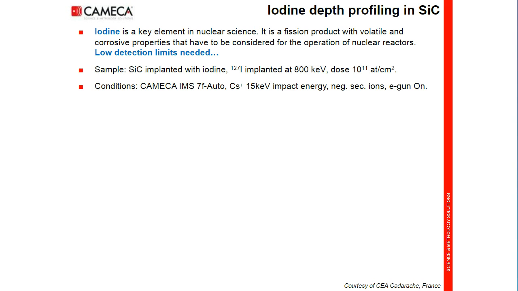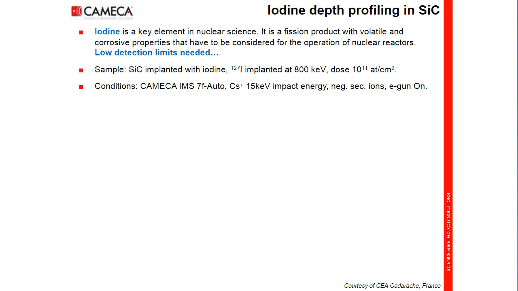The silicon carbide sample was implanted with iodine-127 ions. Measurements of the iodine implanted in the silicon carbide sample were performed on the CAMECA IMS 7F02 using cesium primary ions at 15 keV impact energy and collecting negative secondary ions. A normal incidence electron gun was used for charge compensation.